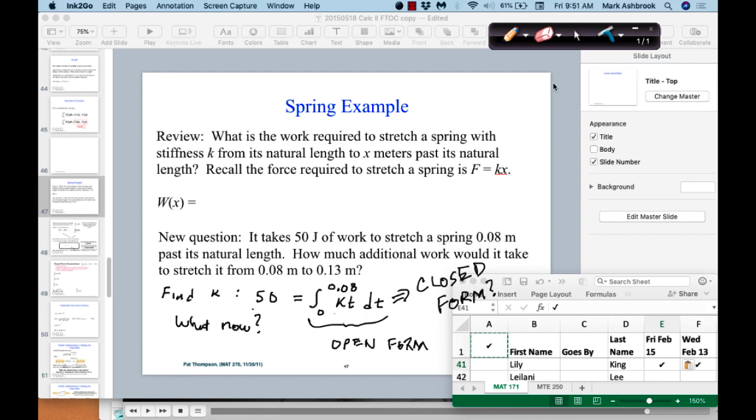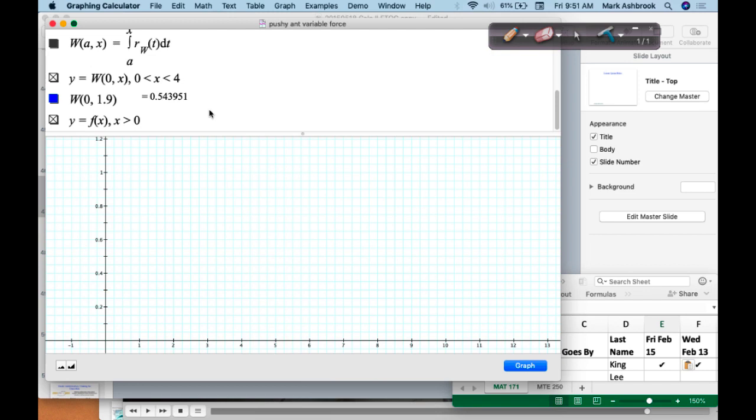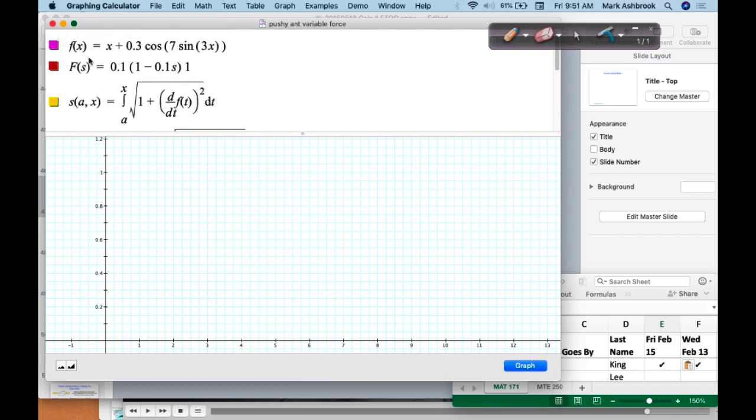So let's look one more time at the pushy ant. Remember the pushy ant? Here was the pushy ant's path, little f of x. Is that an open form or closed form function? Closed, right? It's just elementary functions, x plus a cosine of a sine.